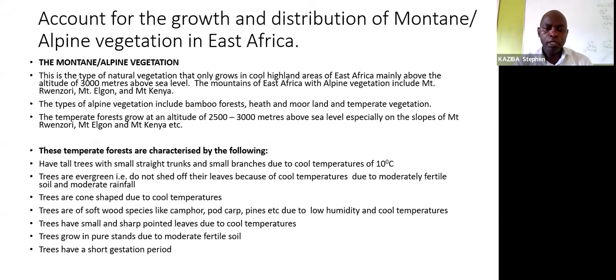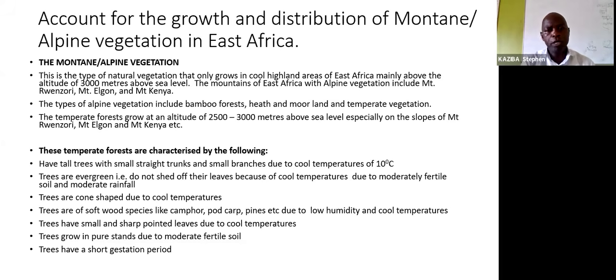So they can ask you this question: account for the growth and distribution of alpine vegetation. When they say alpine vegetation, it's the same as mountain vegetation. Unfortunately, some teachers confuse these terms with altitude and relief. So make sure you are clear there. Alpine vegetation only starts at an altitude of 3,000 meters above sea level.